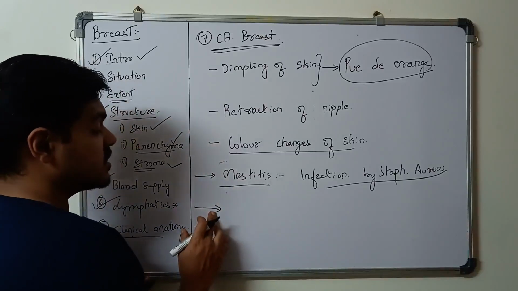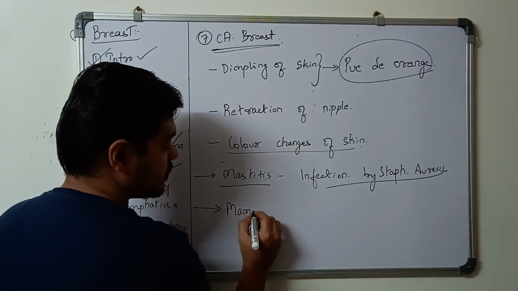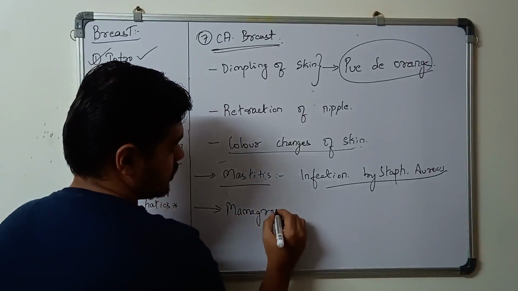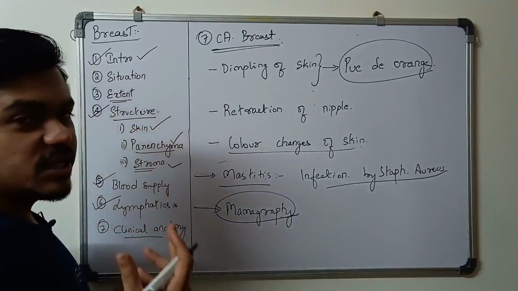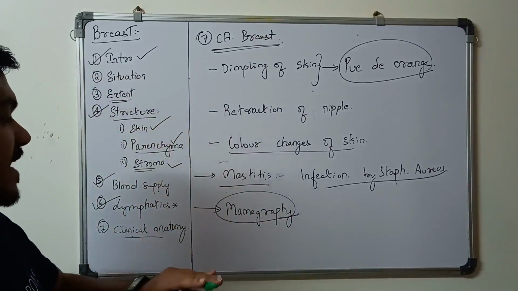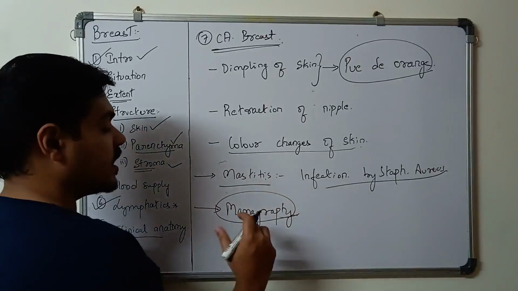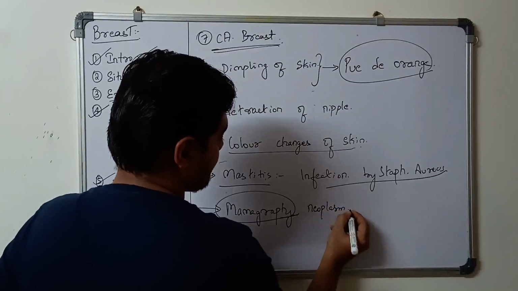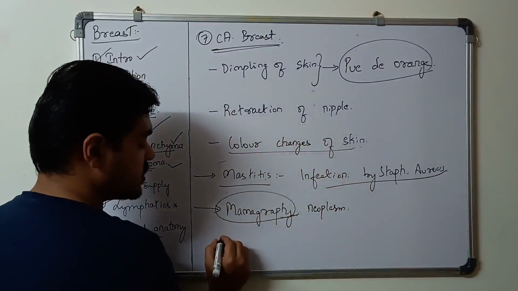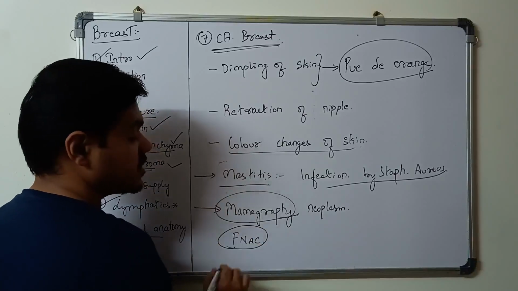You also need to know some of the investigations that are done. One is mammography, which is mostly done. It is an imaging technique which uses X-rays to image the mammary tissue. It's mostly done in case of neoplasms. And the other investigation is FNAC, fine needle aspiration cytology.